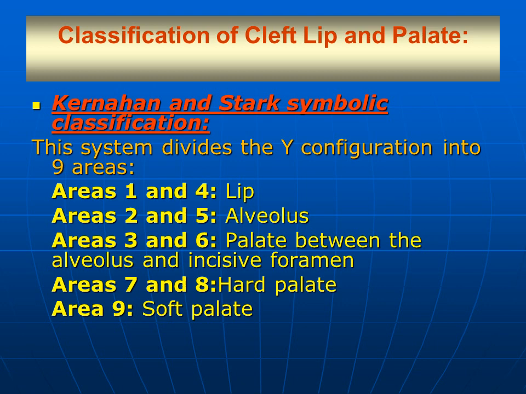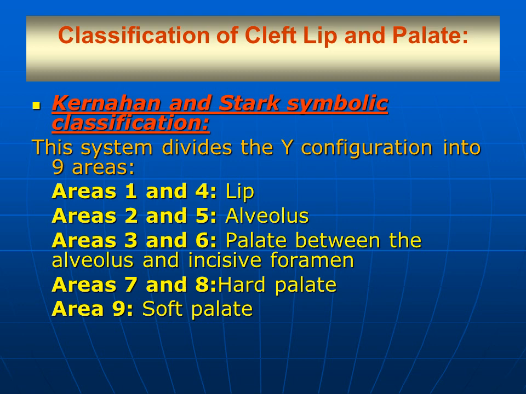Another classification is provided by Kernahan and Stark, and we call it the Kernahan and Stark symbolic classification. That's to say, they use symbols to describe the cleft case. They divided the Y configuration into 9 areas. Areas 1 and 4 denote the lip, 1 for the right side and 4 for the left side.